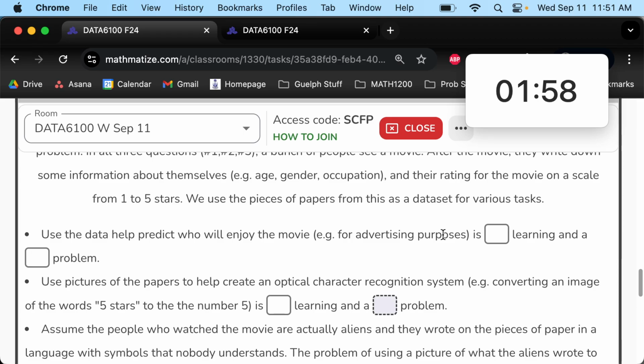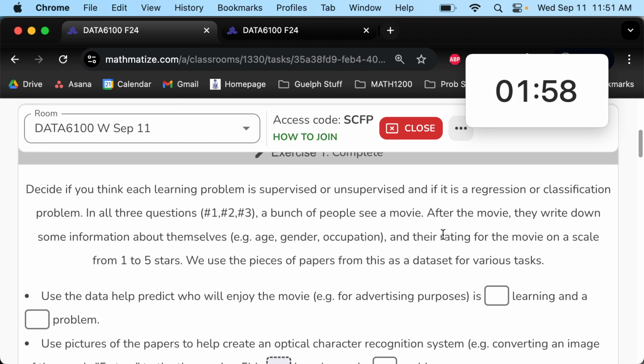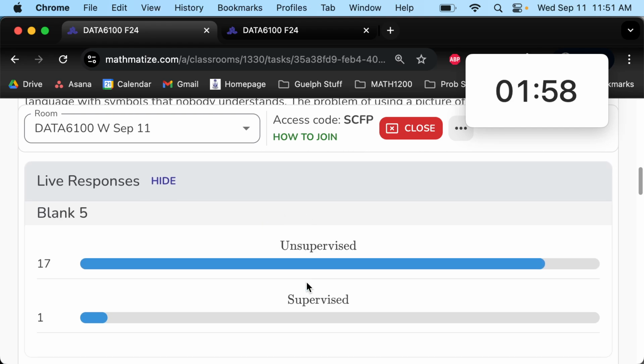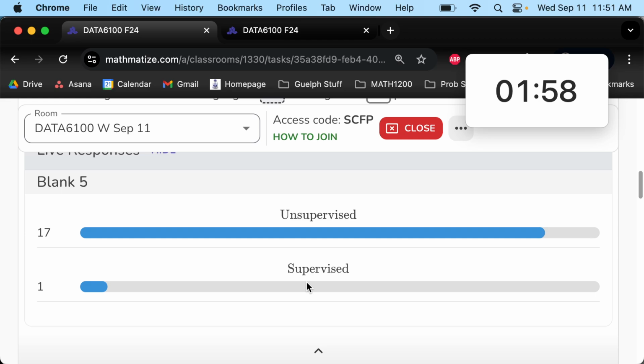Okay, now the real fun one was the aliens. I'm going to go back to the original time you guys answered the question. Assume the people who watched the movie are actually aliens, and they wrote on pieces of paper in a language with symbols that nobody understands. The problem of using the picture of what the aliens wrote to learn something about the alien language is blank learning and a blank problem. And you guys said unsupervised, 17 to 1. This one is unquestionably unsupervised, right? We don't know what the aliens wrote because we don't understand the alien language.